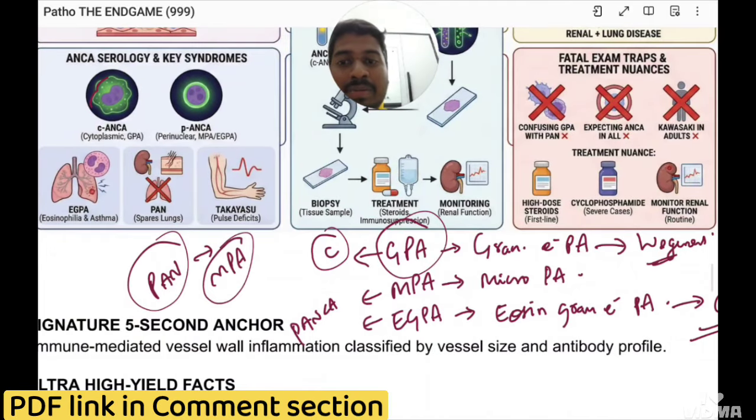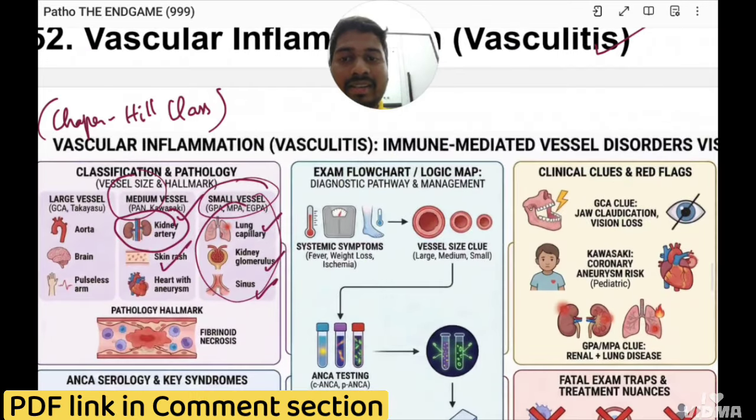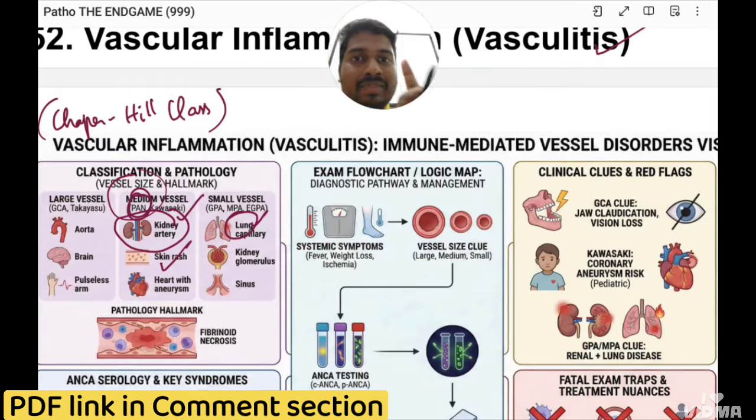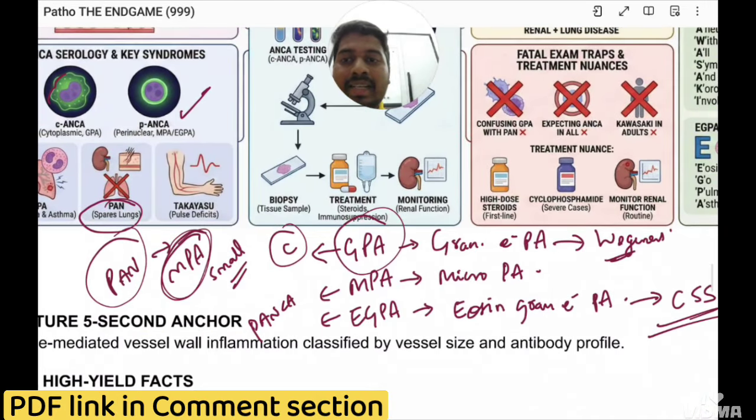Whereas microscopic polyangiitis is a small vessel vasculitis. Okay, and it is what positive? It is P ANCA positive. Okay, and it affects lungs. Okay, PAN spares lungs, and MPA affects lung. So you can see here, small vessel vasculitis affects lungs, but PAN doesn't affect lung. PAN spares the lung. Okay, always remember that. Okay, next.